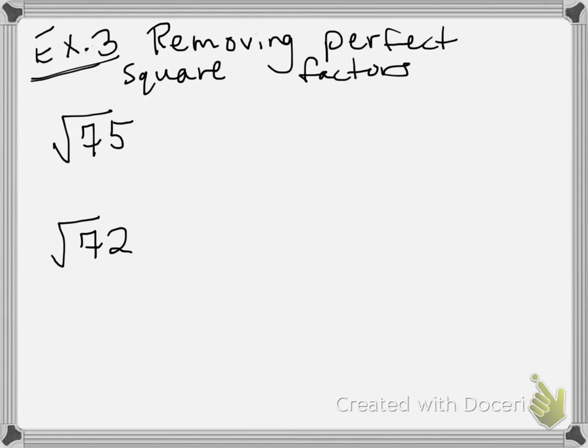So if we look at 75, we know 25 goes into that. So we can rewrite this as the square root of 25 times the square root of 3. We know the square root of 25 is 5, so we reduce that. So, make that neater.